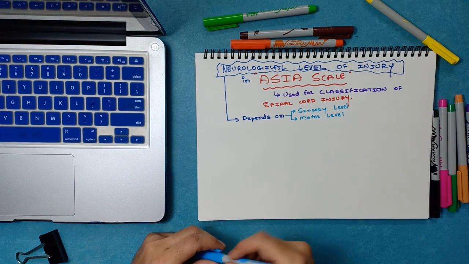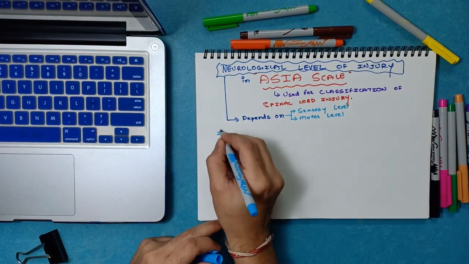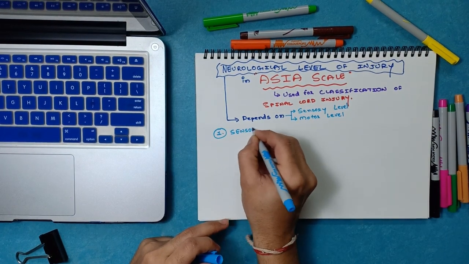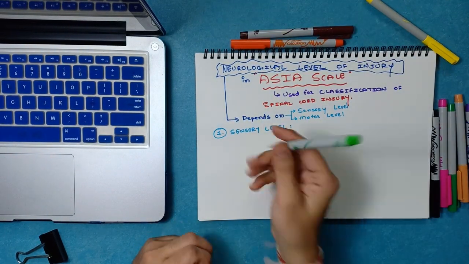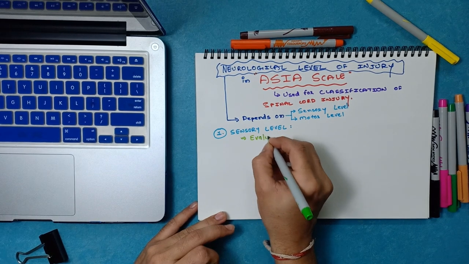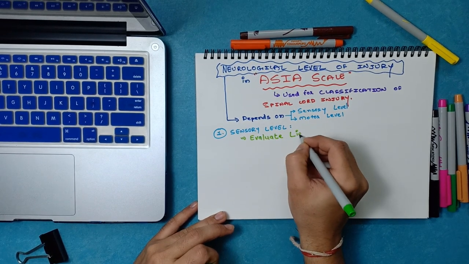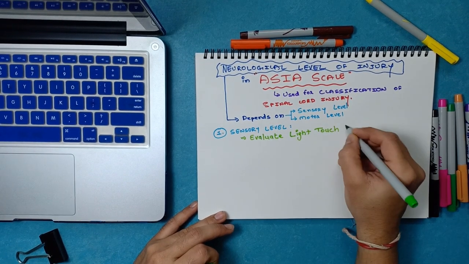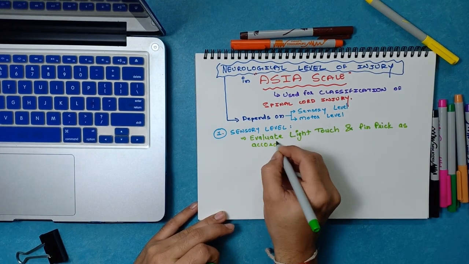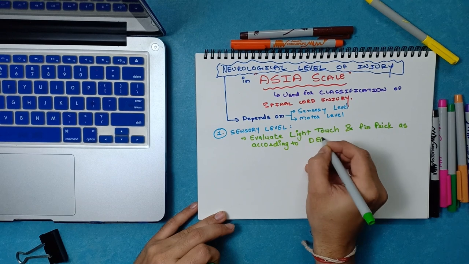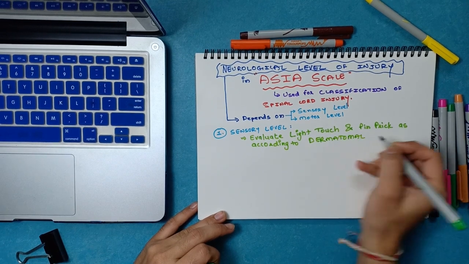So primarily today we are focusing only on clearing the concepts on neurological level of injury, and how you can go ahead with it. Evaluation of the neurological level of injury depends on two things: evaluation of the sensory level and motor level. So first we are moving forward with the sensory level.